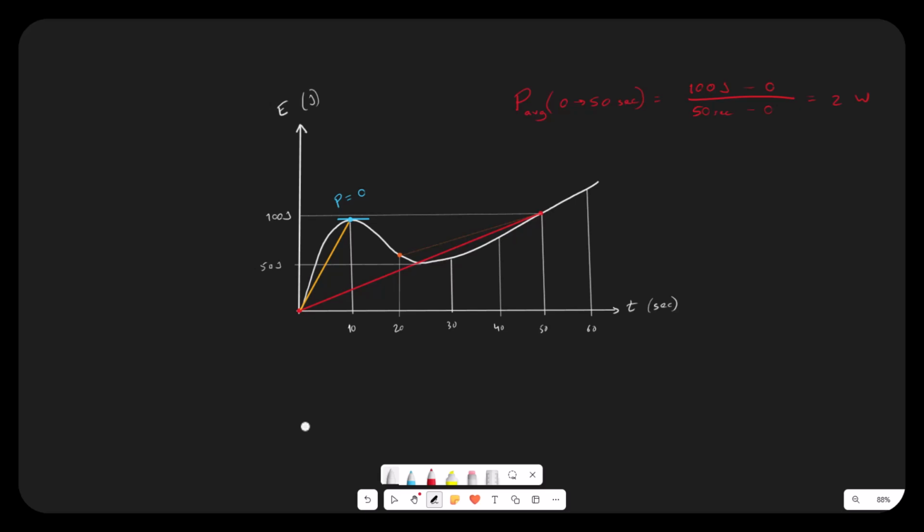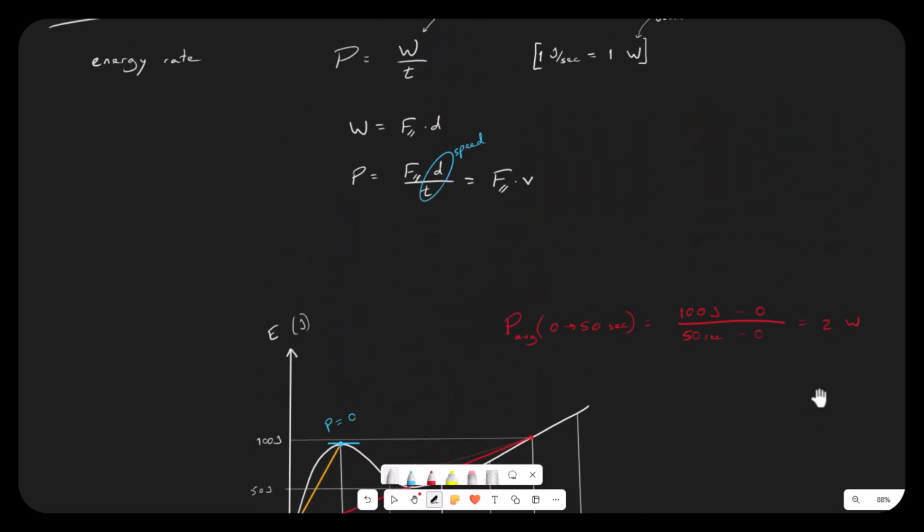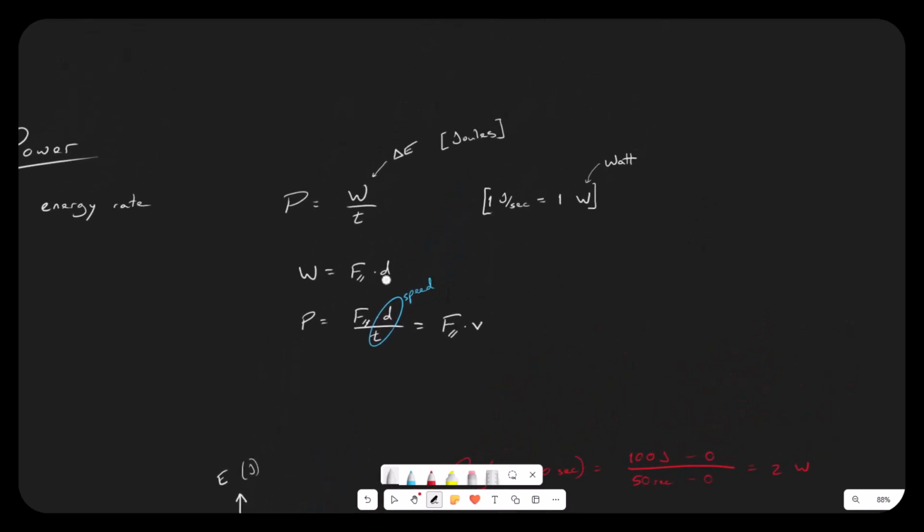But that's the idea of how I go about figuring out the power delivered given a graph. And then up here, this was figuring out the power delivered given either an energy change and a time interval, or just the power delivered right in the moment is going to be a force times a speed. That's it. That's really all I can do with power.